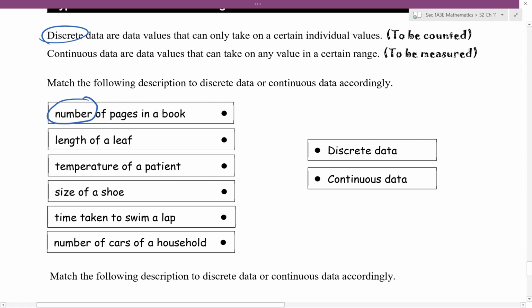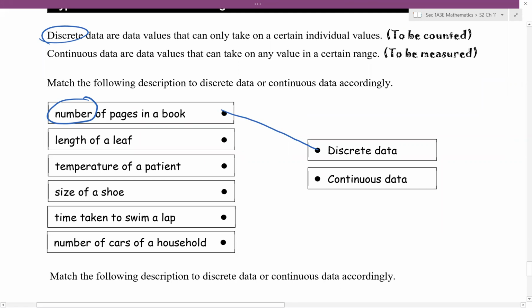In the first one, it talks about the number of pages in a book. If I want you to determine the number of pages in a book, you are going to count. The numbers are going to be integers. You're going to have 1 page, 2 pages, 3 pages, 4 pages, and so on. You cannot have 3.15261 pages. So in the first example, this is actually discrete data.